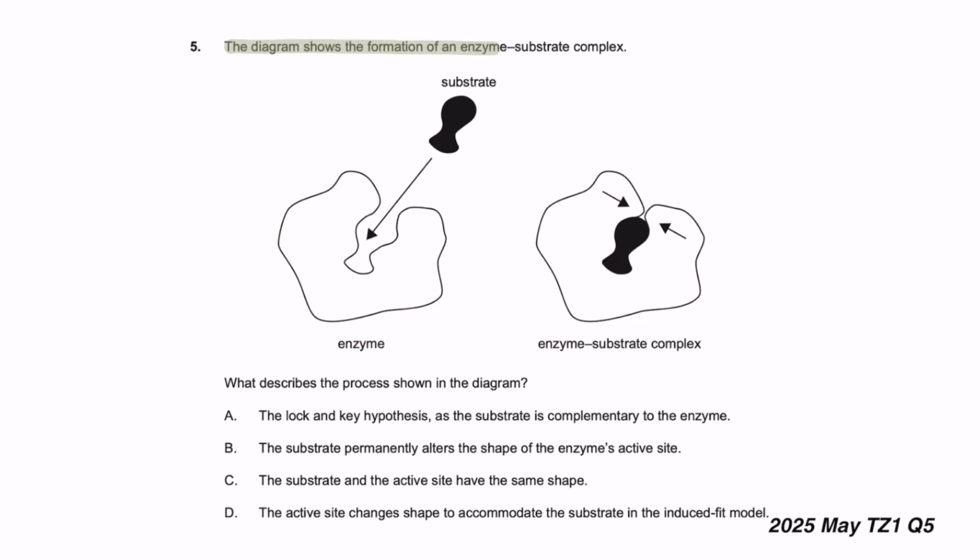The diagram shows the formation of an enzyme-substrate complex. When the substrate is approaching the active site, the shape of the active site changes in order to allow the substrate to fit in to form the enzyme-substrate complex. This model explains how enzymes work in the induced fit model.